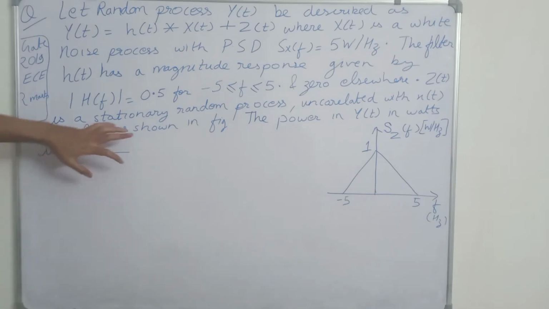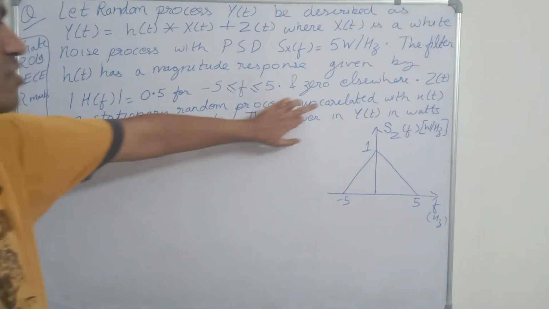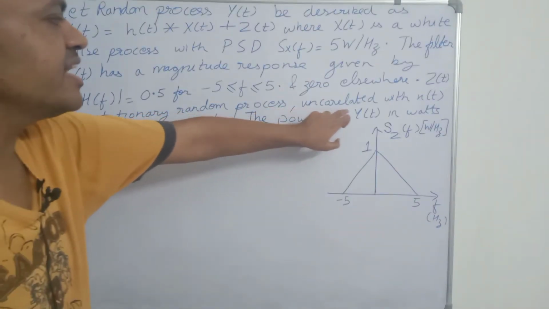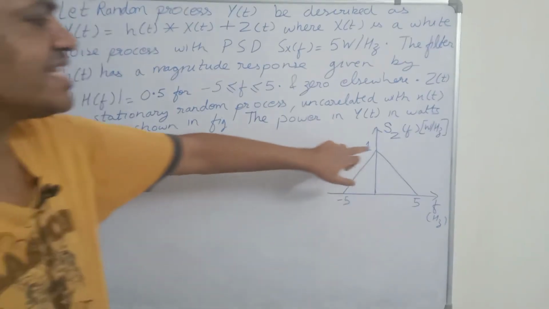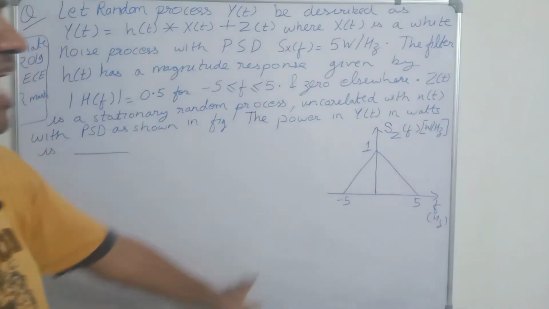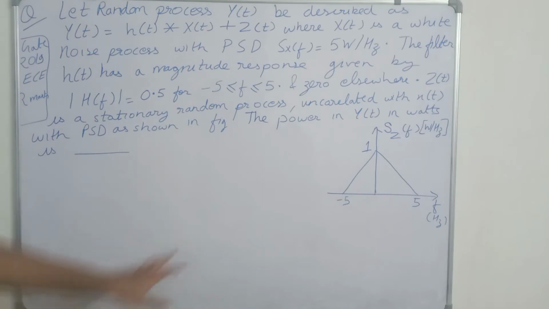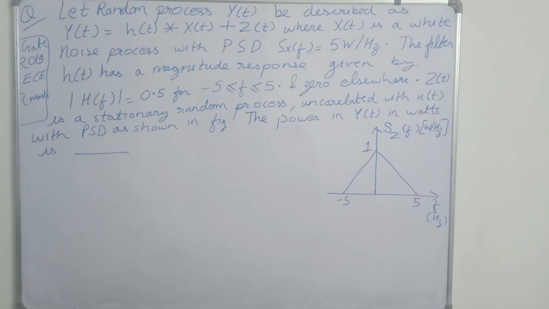Z of t is a stationary random process, and Z of t and x of t are uncorrelated. This is an important relationship. The power spectral density of Z of t is shown in this figure. It is triangular. We have to find the power in y of t in watts. For power, we know that the area under the power spectral density gives the power.